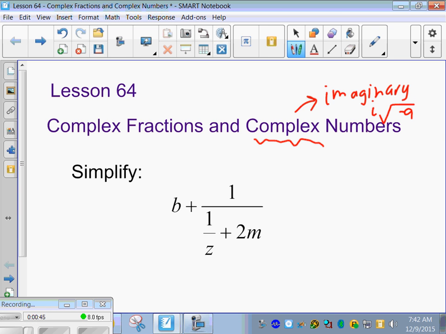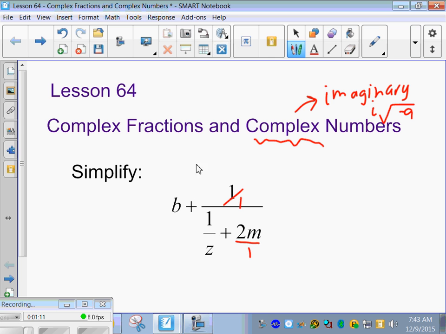b plus 1 over z plus 2m. So we're gonna kind of set aside the b, and we're not gonna worry about it at first. And we're just gonna simplify this fraction right here because we know how to do this part. What we do is we create, every single one should have a fraction. So I'm going to put this over 1, and really in the top we have 1 over 1.